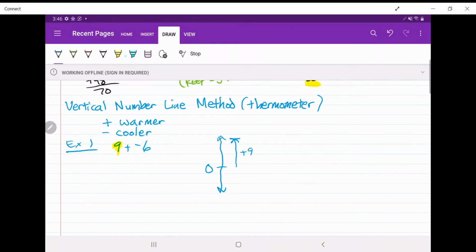But then the -6 means the temperature is getting cooler. So I need to have the thermometer go down. From the plus 9 down 6. So subtract 6. So if I'm going up 9 degrees and then go down 6 degrees, I'm going to be left with a temperature that's above 0 degrees, and that will be 3.